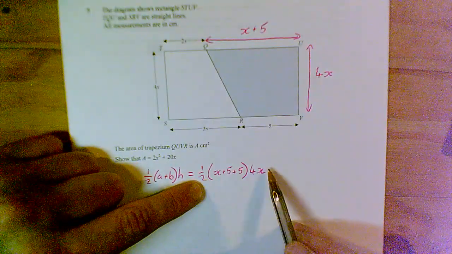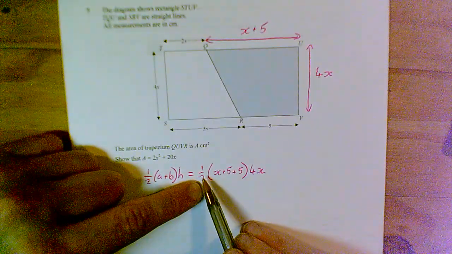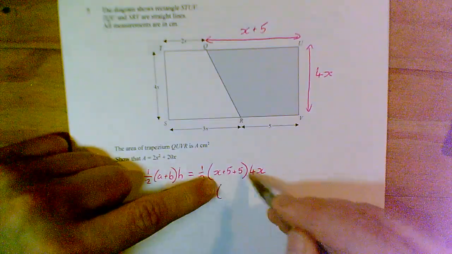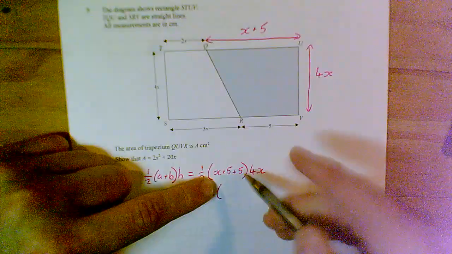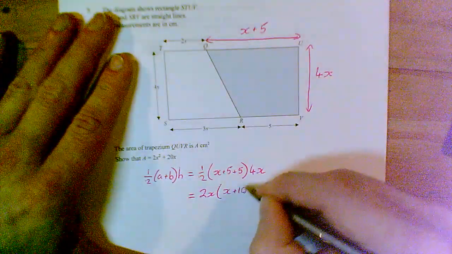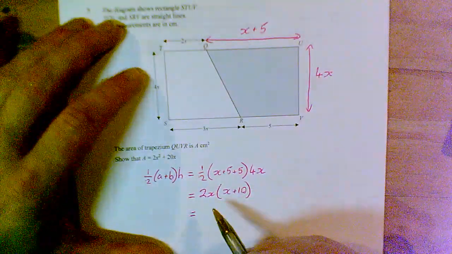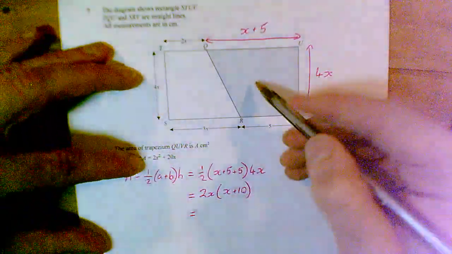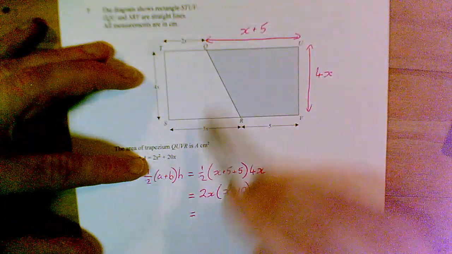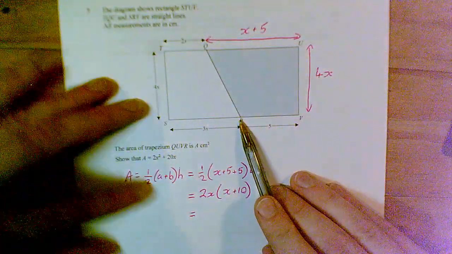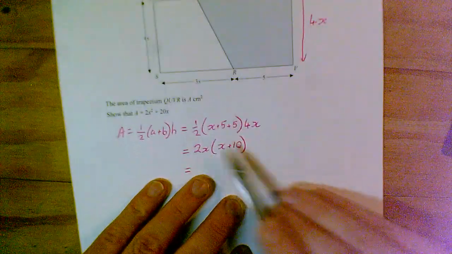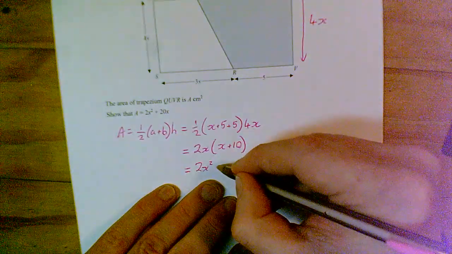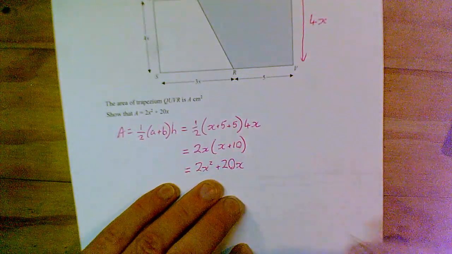Now, because this is just things multiplied together, I'm going to make my life easy by doing this half times the 4x first. That gives me 2x. I'm going to simplify what's in this bracket here. X plus 5 plus 5 is x plus 10. Now, when I multiply these out, so I should have put this is all equal to the area A, QUVR. Hopefully you read the question before you watch this anyway. I've got to multiply these together now. 2x times x is 2x squared. 2x times 10 is 20x.